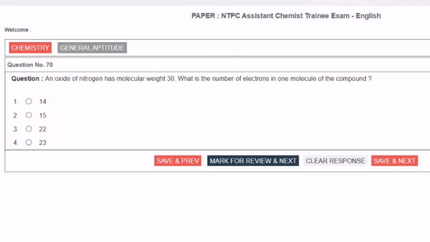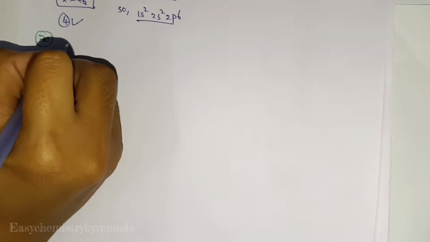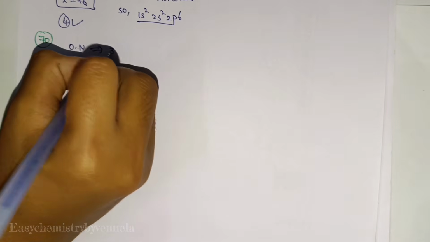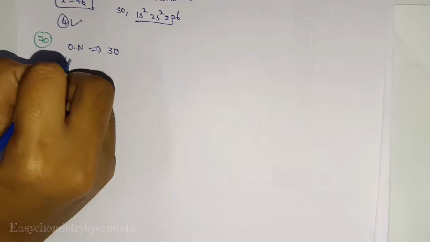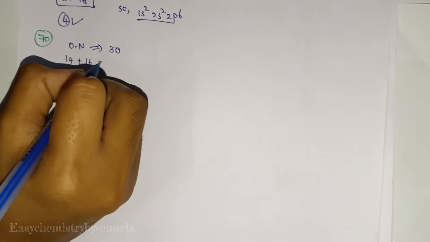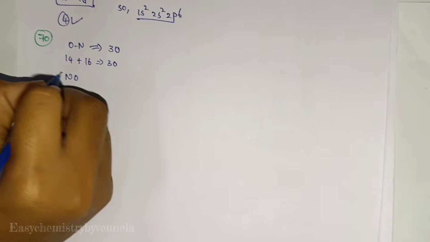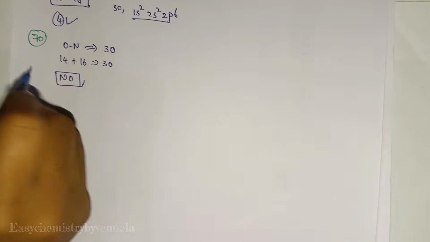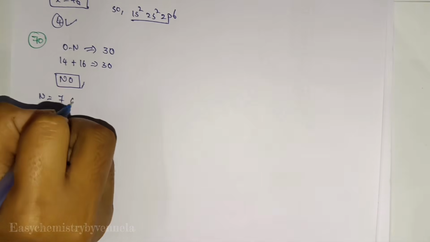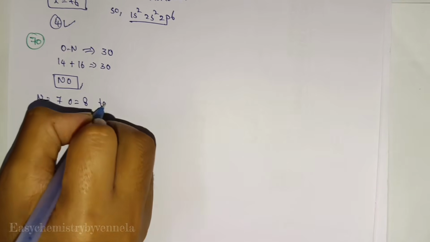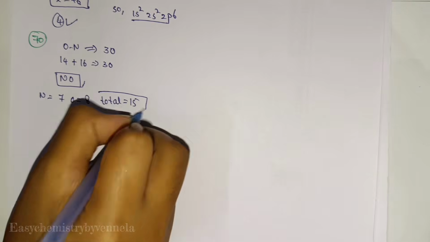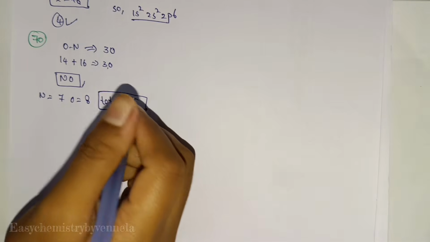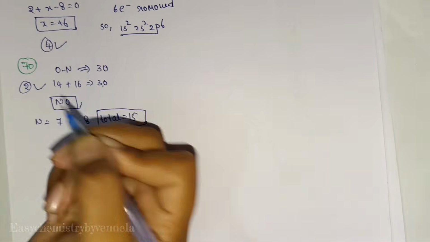Next question. An oxide of nitrogen has molecular weight 30. What is the number of electrons in one molecule of the compound? What is the molecular weight? Oxygen, nitrogen, that is 30. Nitrogen 14 plus oxygen 16. So the oxide is NO. Number of electrons in one neutral NO molecule: N is equal to 7, oxygen is equal to 8. Total how much? 15. The correct option is the second one.